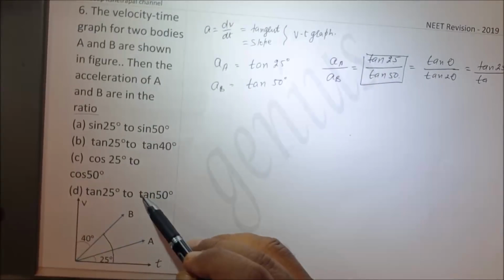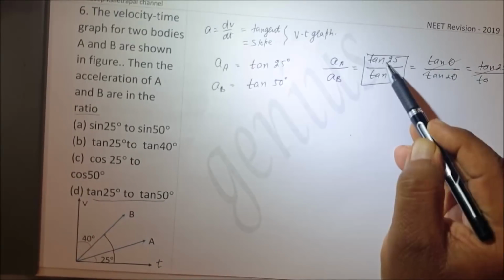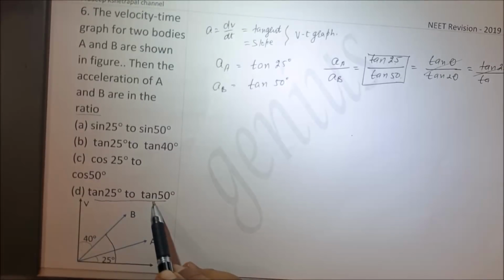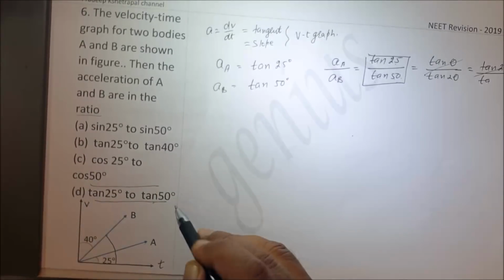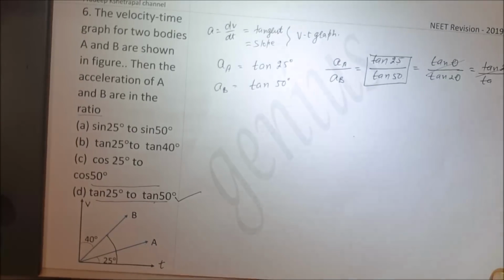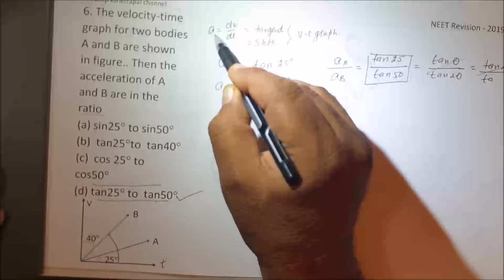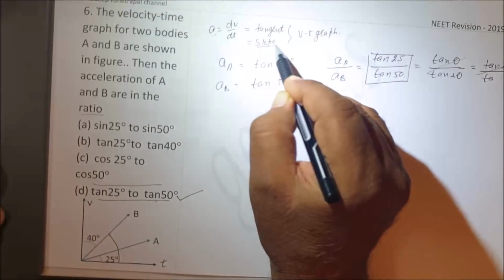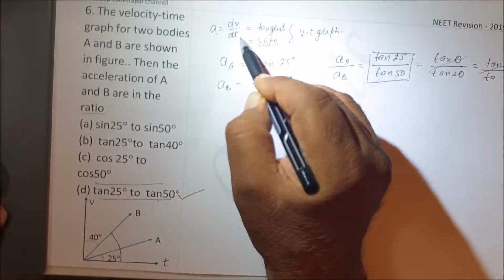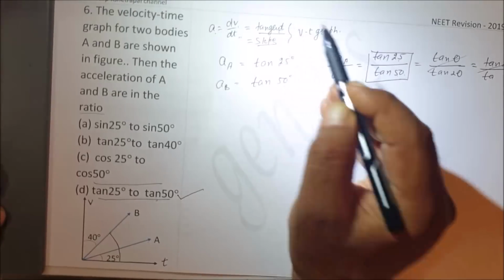Let us check the answer. Yeah, here it is. So we don't have to do anything like this. Tan 25 upon tan 50, it is given here. So our right option is option D. This is how we can make it. So what we have to understand is that acceleration is slope of the VT graph, and that is equal to tangent. The slope is given by tangent.